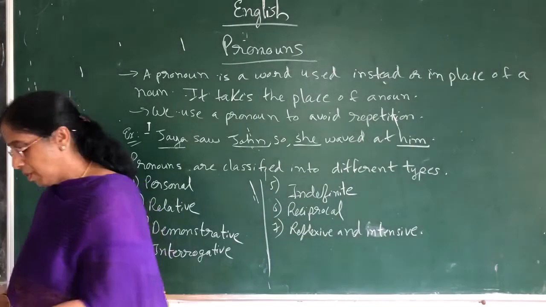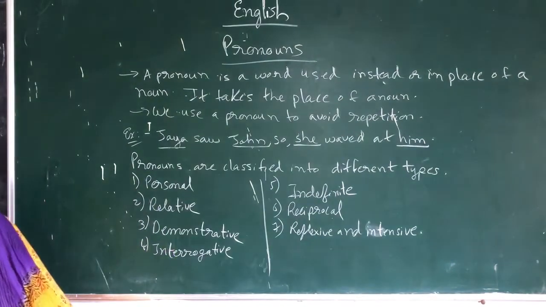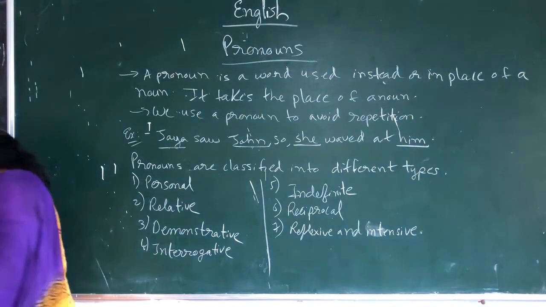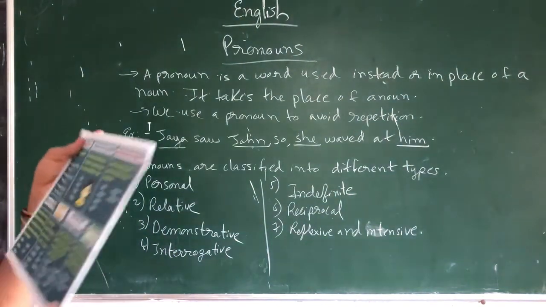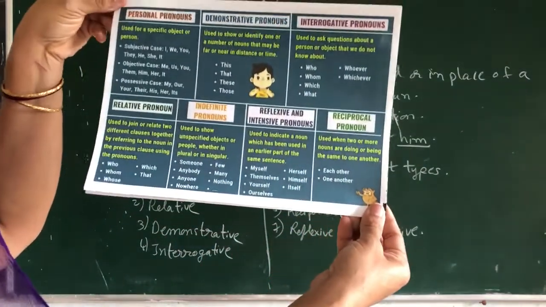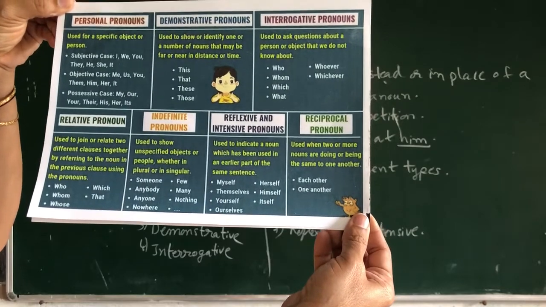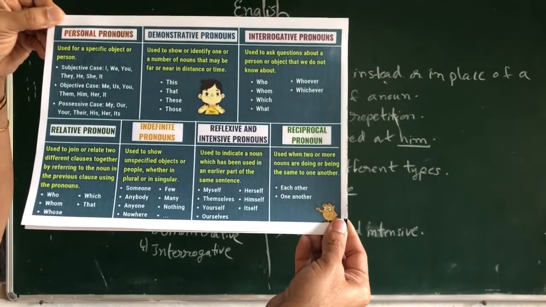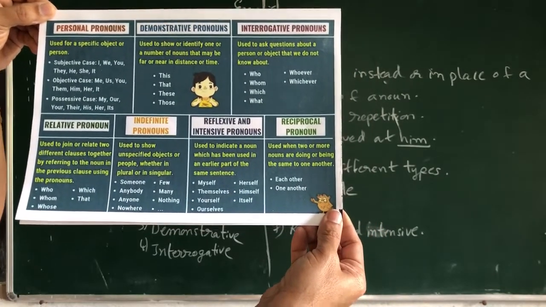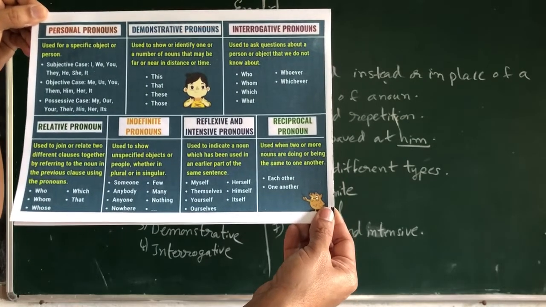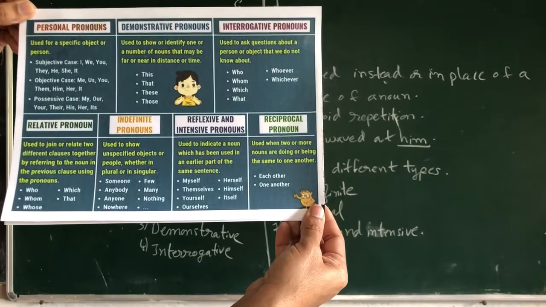Now just have a look at this chart clearly. You can see clearly that every type of pronoun is given. If you note down these points from this chart, and I'll once again read and explain why each is used, you will have a clear idea.